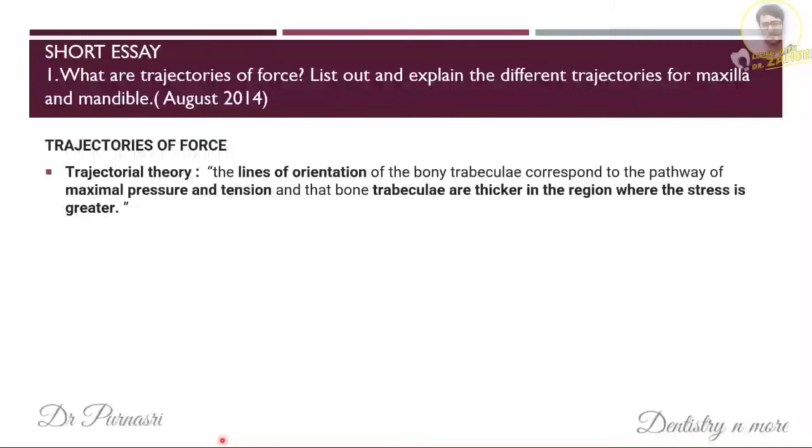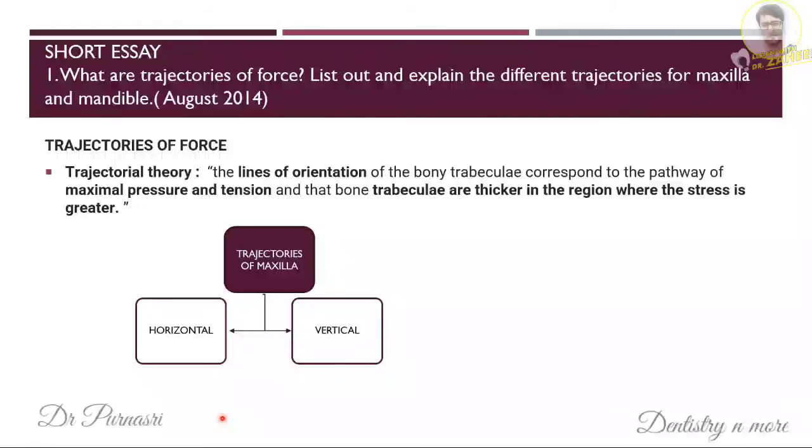That means the trabeculae are thicker in regions where the stress is greater. More the stress, thicker the lines. And so they will orient along the pathway of maximal pressure and tension. So coming to second part of the question, what are the different trajectories for maxilla and mandible? First we'll discuss for maxilla. The trajectories of maxilla are horizontal and vertical.